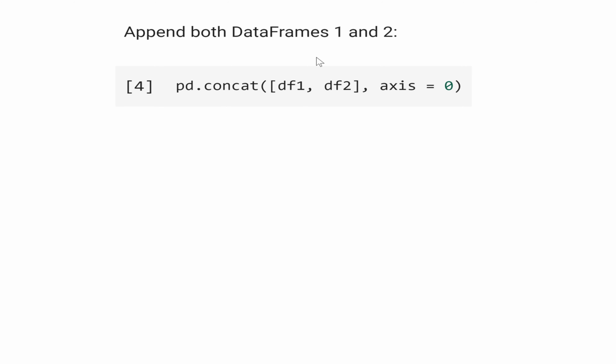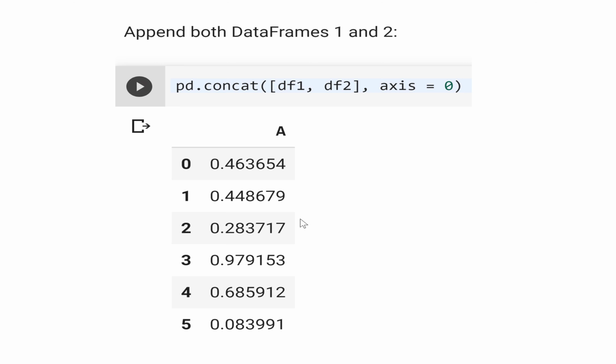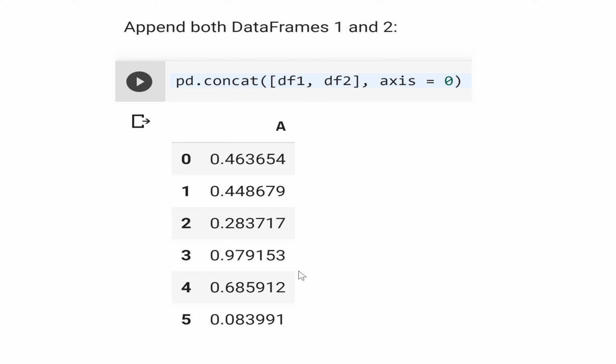Let's append both data frames 1 and 2. The code is pd.concat, data frame 1 and 2, and let's choose axis equals 0. This means rows. And let's see the results. See that we choose 3, 4, and 5 index to get this result. Otherwise, it would be different. We would have 2 columns instead of 1 column.